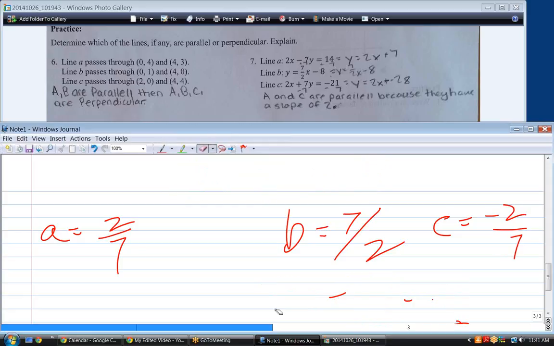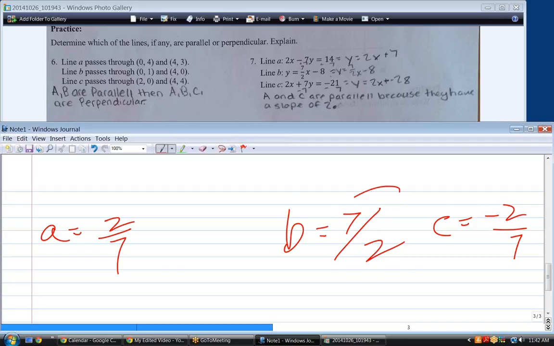So what's the answer here? The question is, which, if any, of the lines are parallel or perpendicular? Okay, so are there any parallel lines? No. Yeah, they're all different. So would A and C be perpendicular? No. Well, C is the negative of A, but it's not the negative reciprocal. So none of them would be.